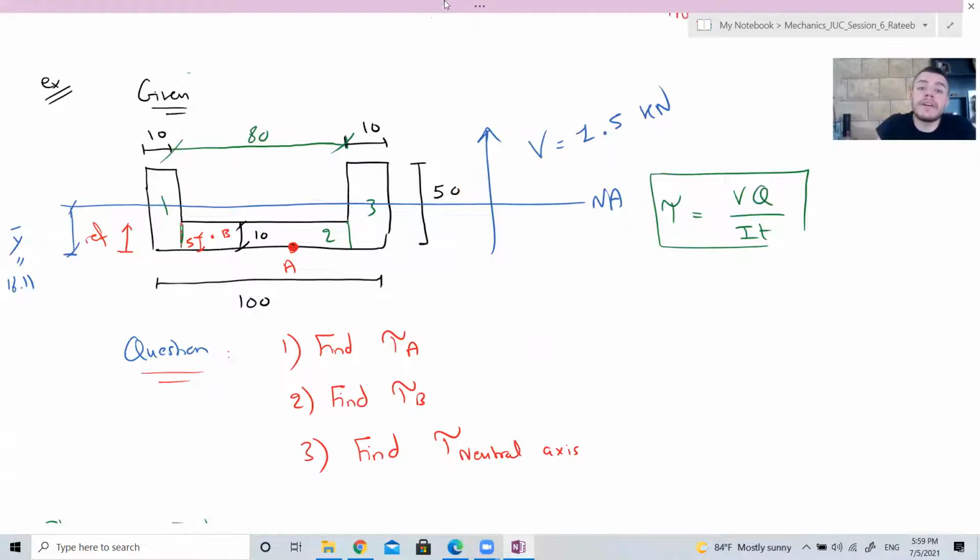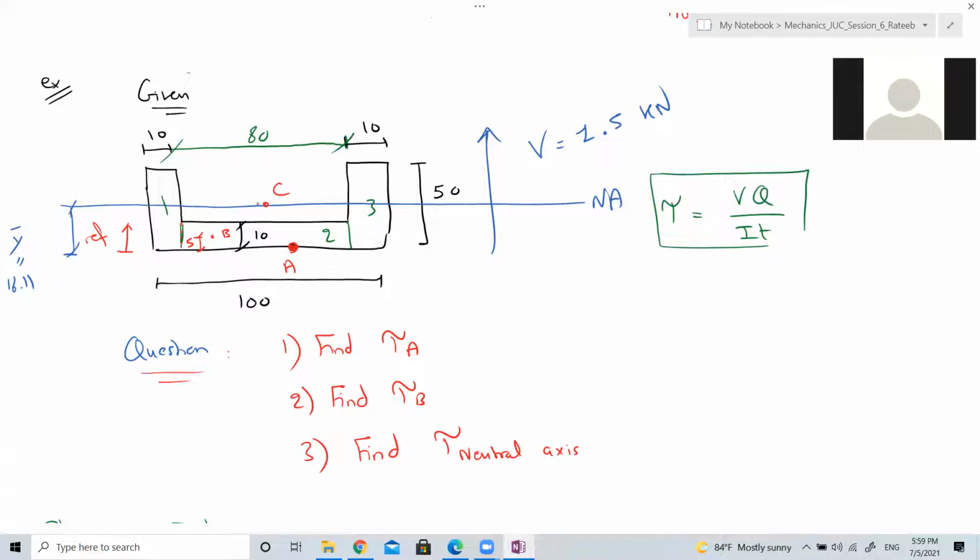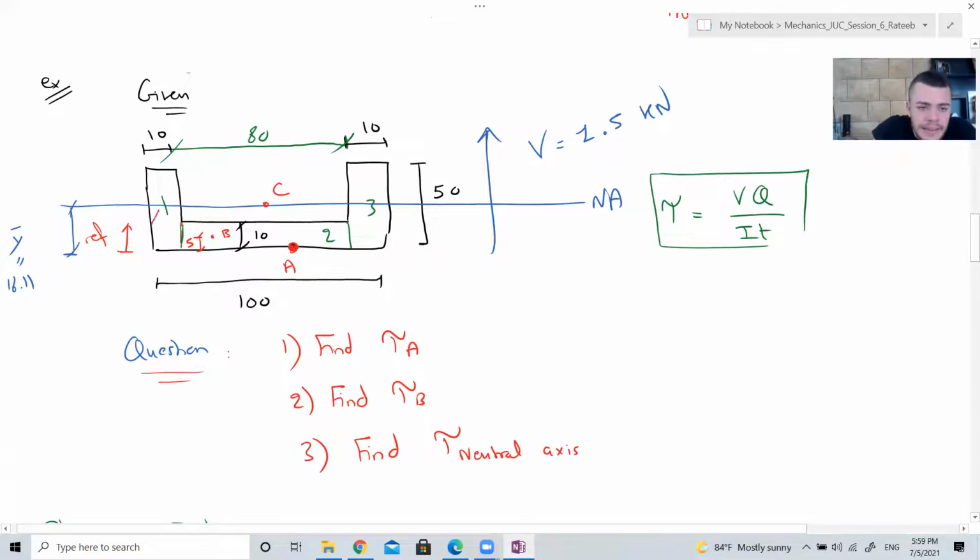Now we still have the neutral axis. If you take this point C at the neutral axis, which area is easier to work with? Area above or area below? Above, Doctor. Above it's easier, because below you have a shape like a square, while above you have two rectangles.